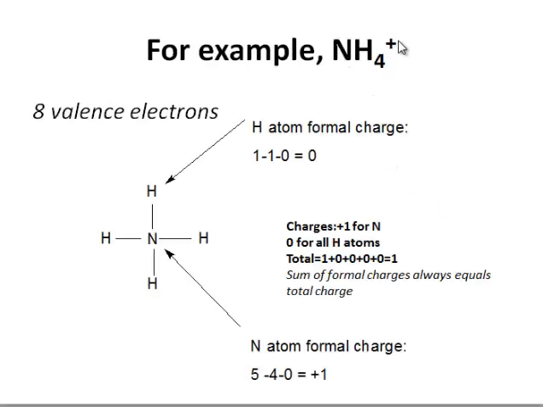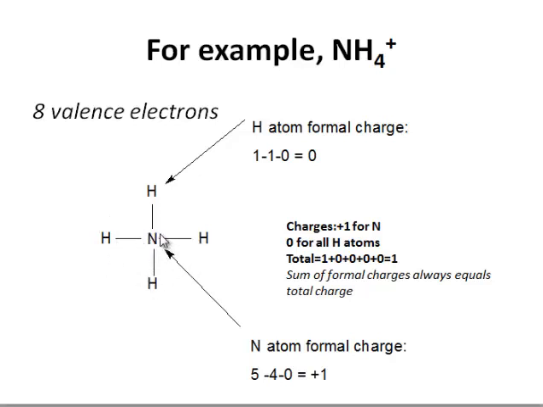Alright, so for example, let's look at the ammonium cation, which, as we've already seen, has 8 valence electrons, and here is the Lewis structure. If we look at the hydrogen atom, it has 1 valence electron, 1 bond, no non-bonding electrons. So its formal charge is 1 minus 1 minus 0, or 0. And likewise, each other hydrogen atom would have a formal charge of 0.